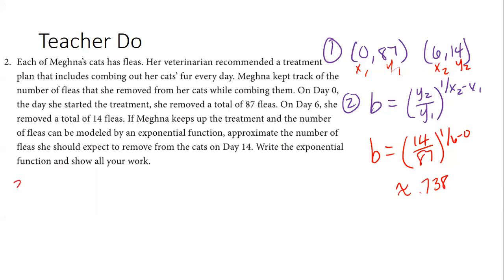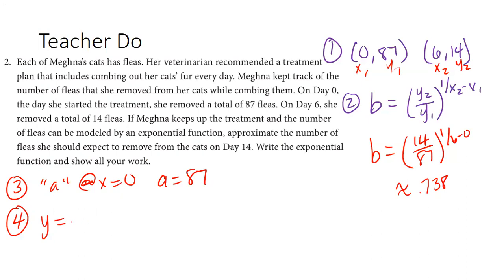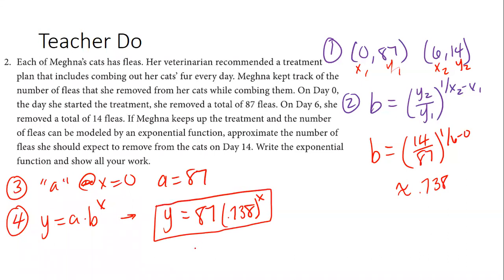All right. Step 3 is to identify our A, and that's our value at x equals 0. So what is it? 87. A equals 87. Step 4 is to write our equation in the form of y equals A times B to the x. So y equals 87 times 0.738 to the x. Okay. Step 5 is this: to answer their question.